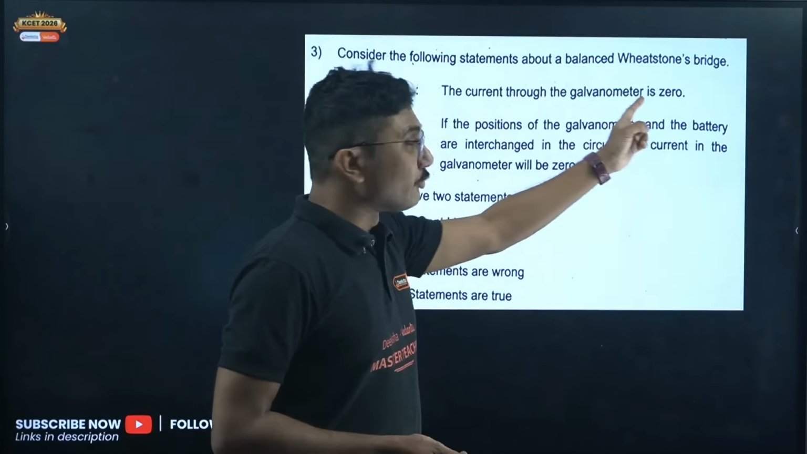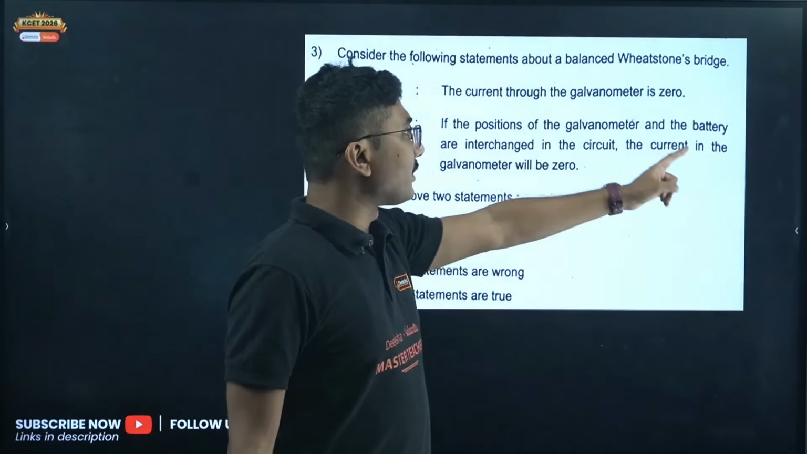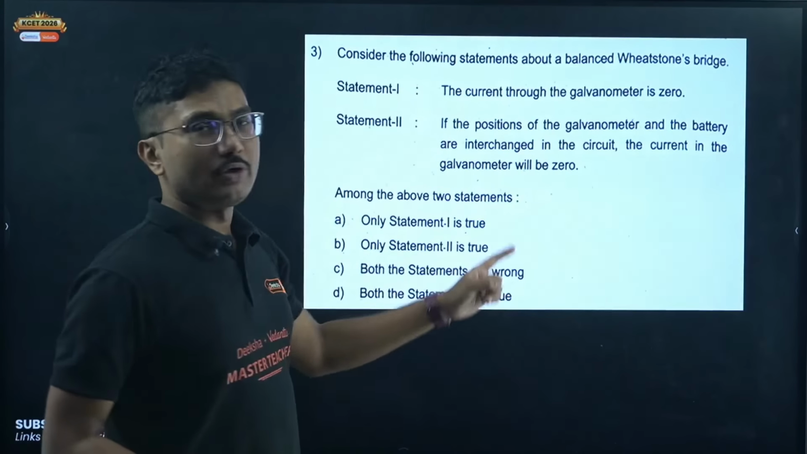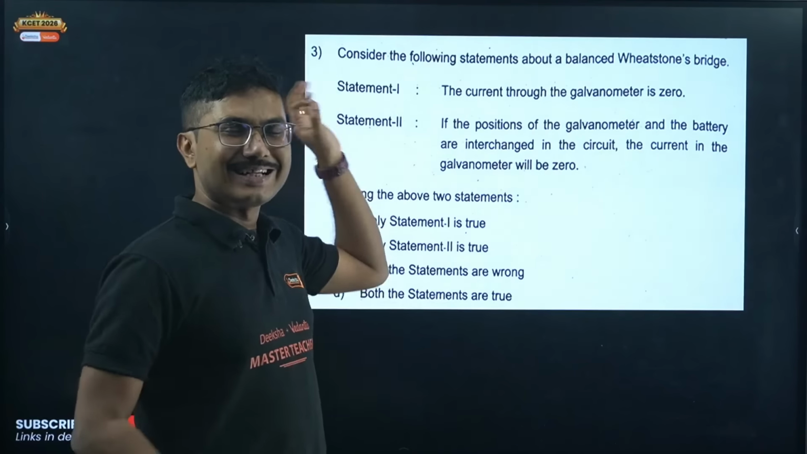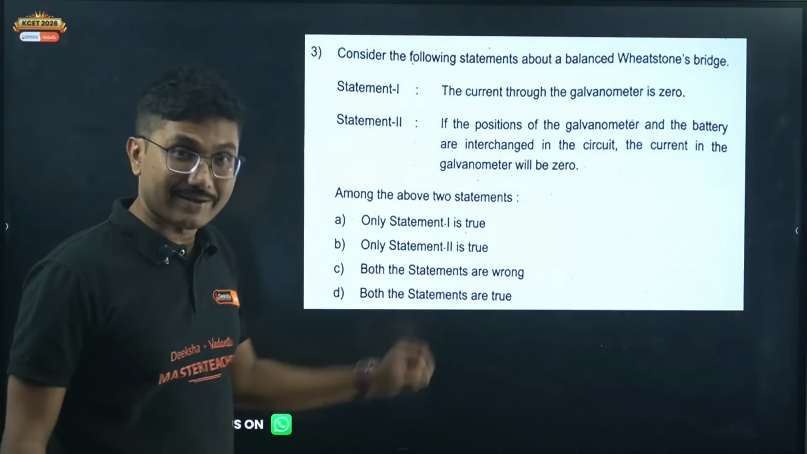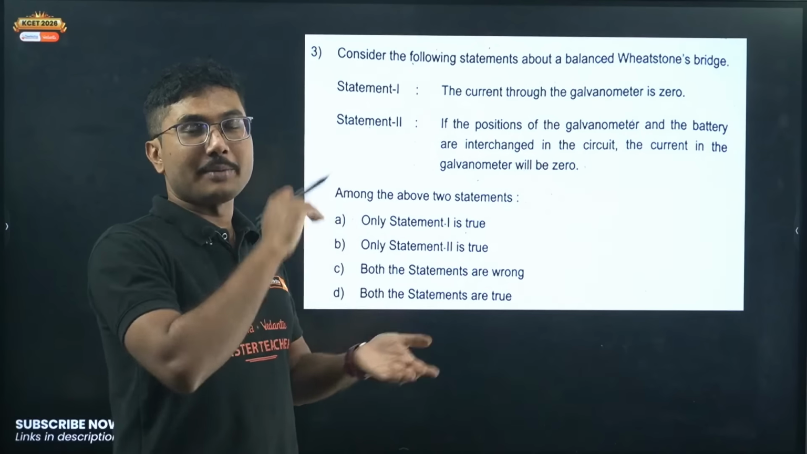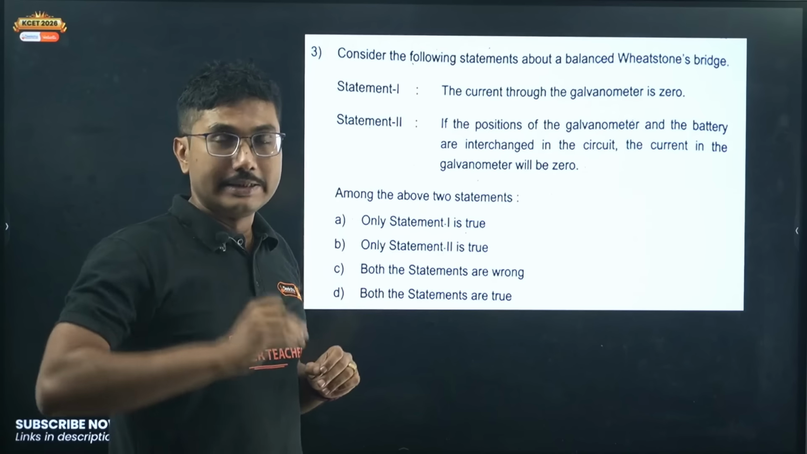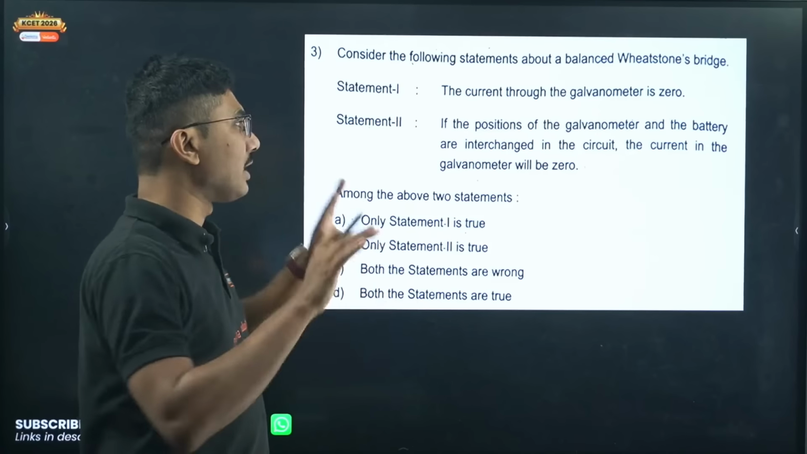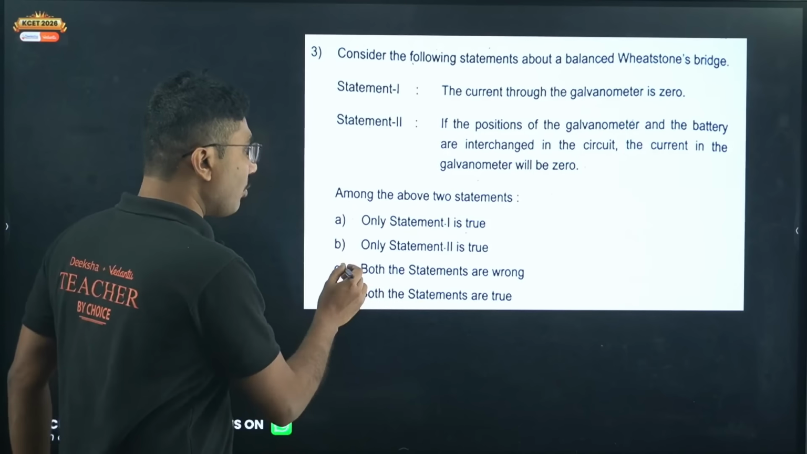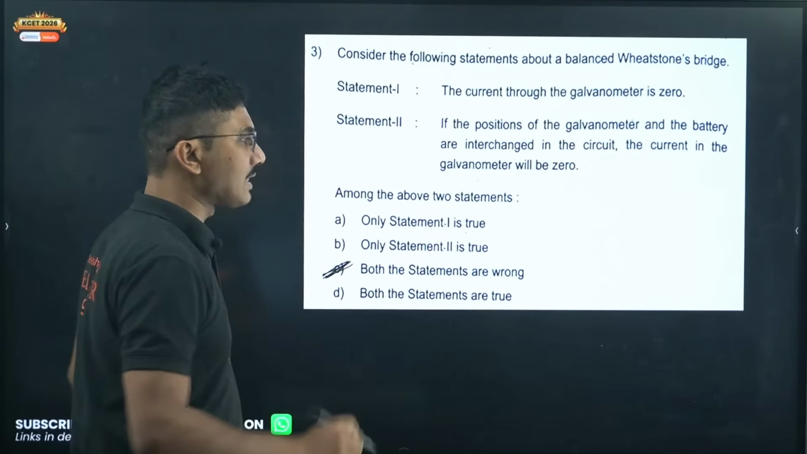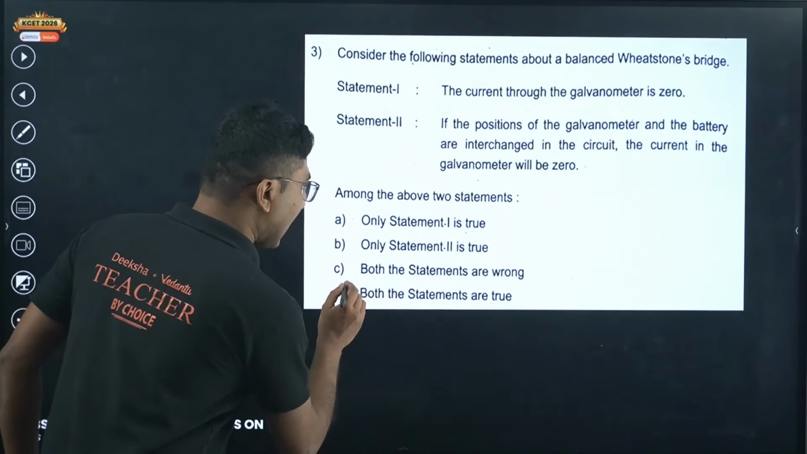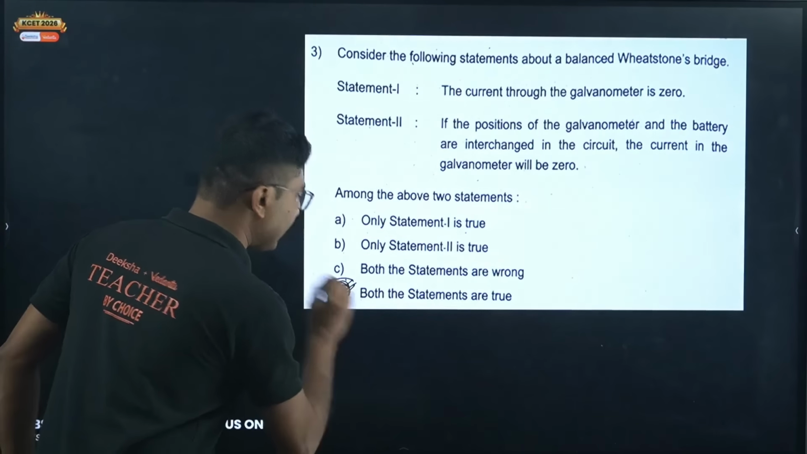Statement number 1, the current through the galvanometer is 0 if the positions of the galvanometer and battery are interchanged in the circuit. Current in the galvanometer will be 0. So as I have mentioned, this is the same question. The question that I have discussed was, if the galvanometer and battery are interchanged, will the condition of balance change or not? So it will not change, so current will still be 0. That means both statements are true. Option D is correct for this question.